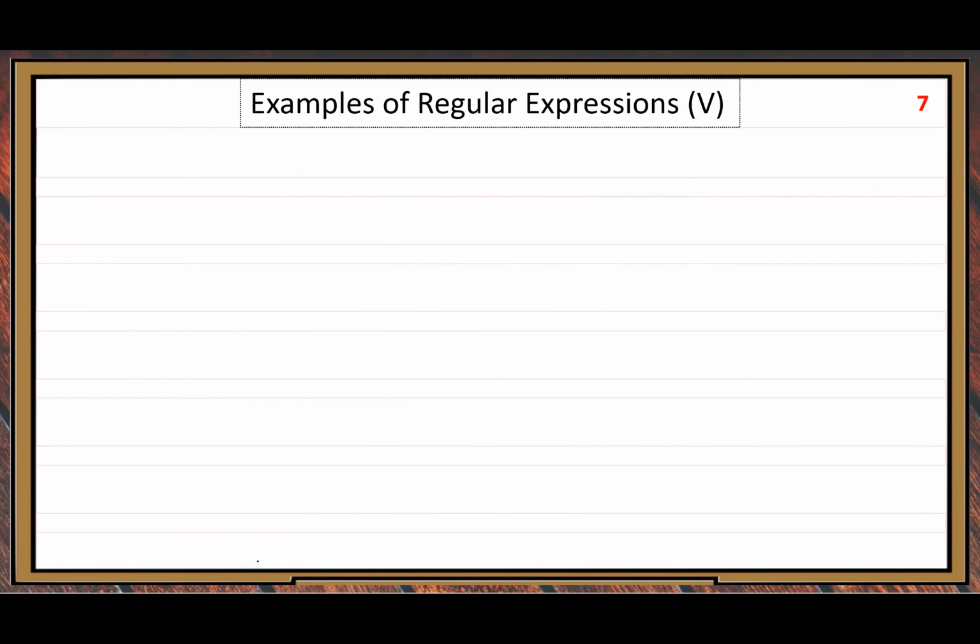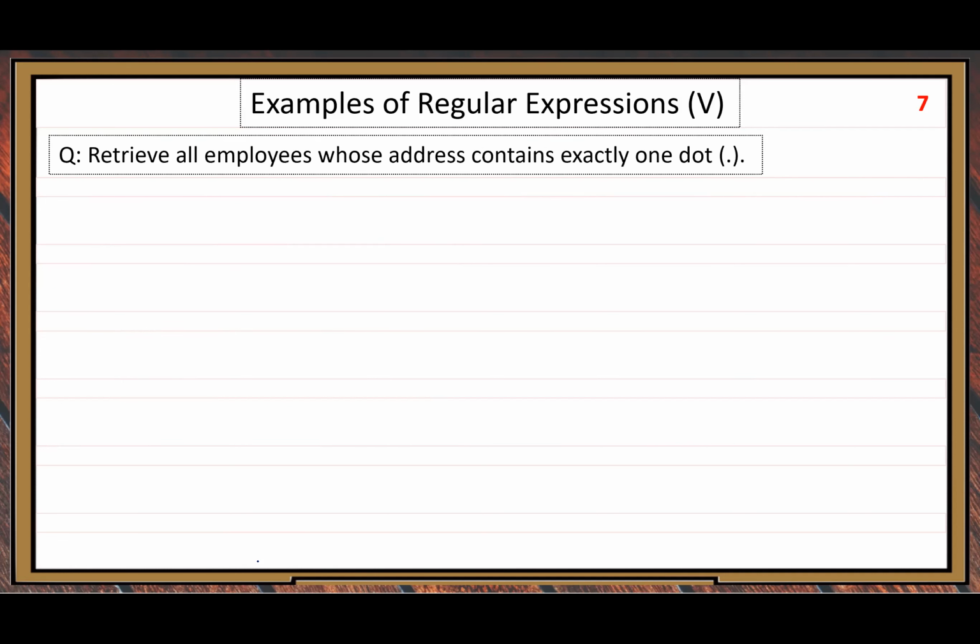So let's see. This time, exactly one dot. We know dot is a special symbol, right? Because it represents an arbitrary character. But here we want to use the literal dot. So you need to escape it. Double backslash dot. Contains exactly one dot. How to represent exactly one dot?